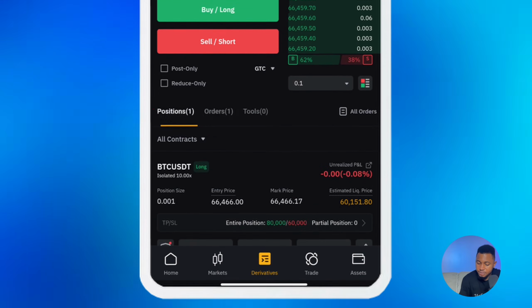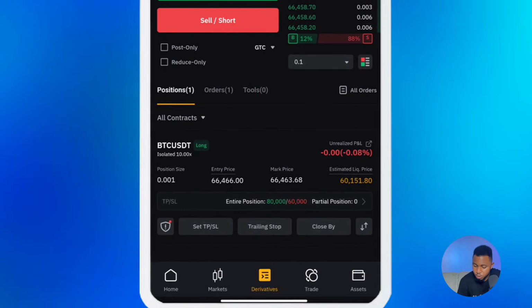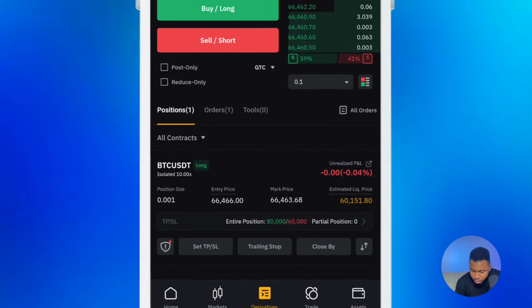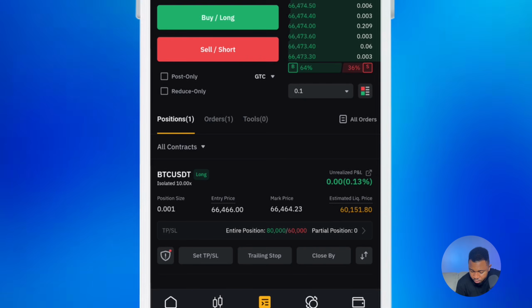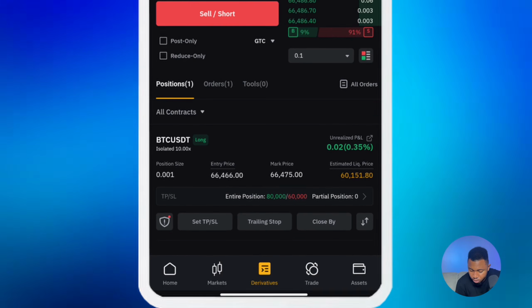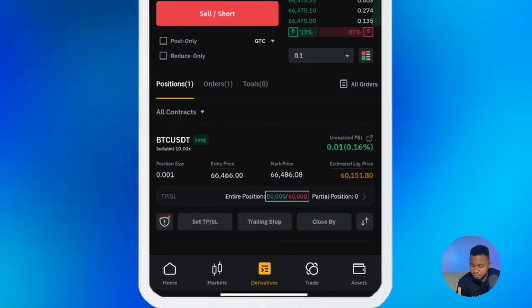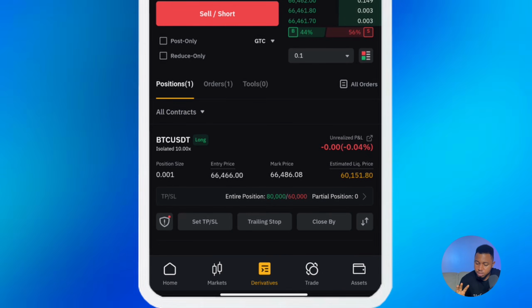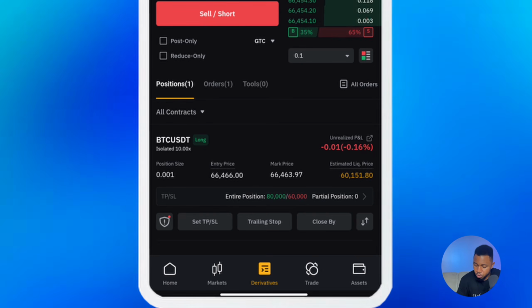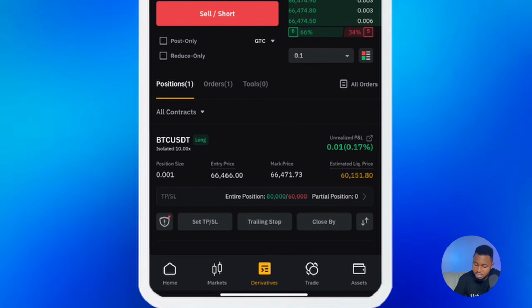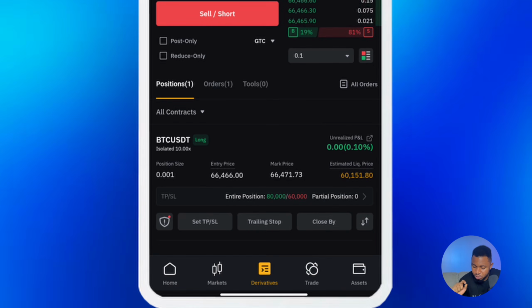Alright, so right now if I click on position, you can see my trade is opened. You can see this tab written TP/SL. It says entire position, you have 80,000 and 60,000. So whichever of them gets activated first, that is how the trade is going to close. If it's on profit, the trade is going to close. If it's on loss, the trade is also going to close. So it's going to stay open like that till any day it gets to that particular price.